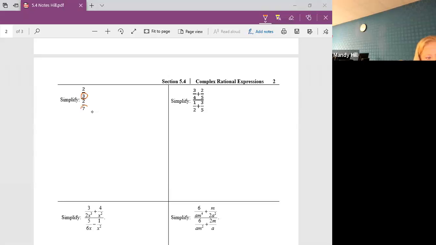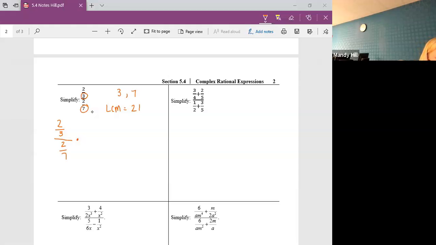So I'm looking at my denominators here, 3 and 7, and I want to find the least common multiple of those. Well, 3 is prime and 7 is also prime, so I can't factor those out like we did the other day. I just have to multiply those together. 3 times 7 is going to get me 21. So my least common multiple is going to be 21. Just rewriting down the problem.